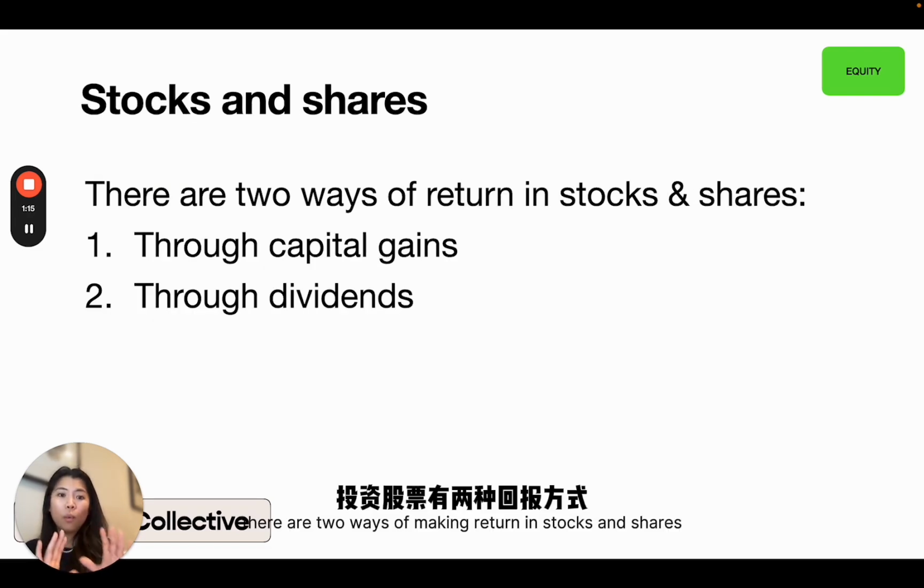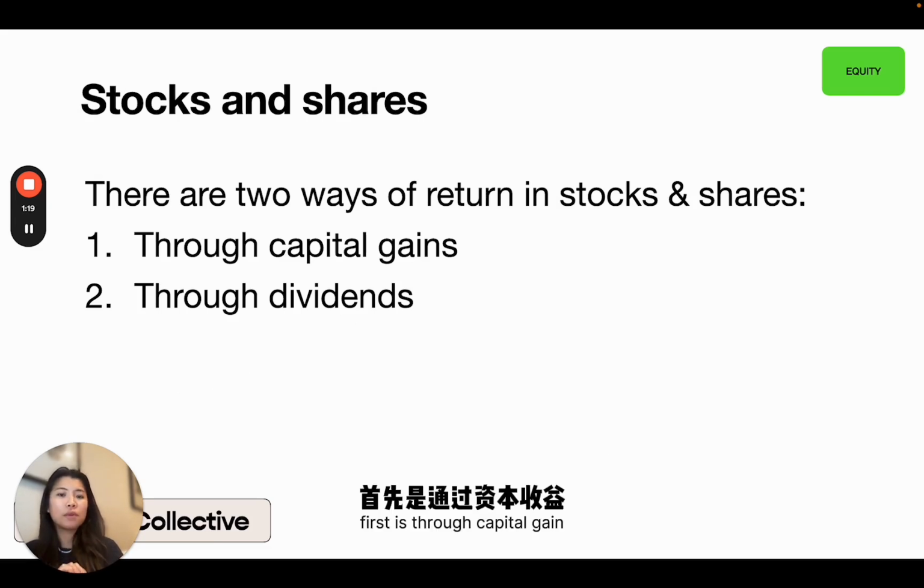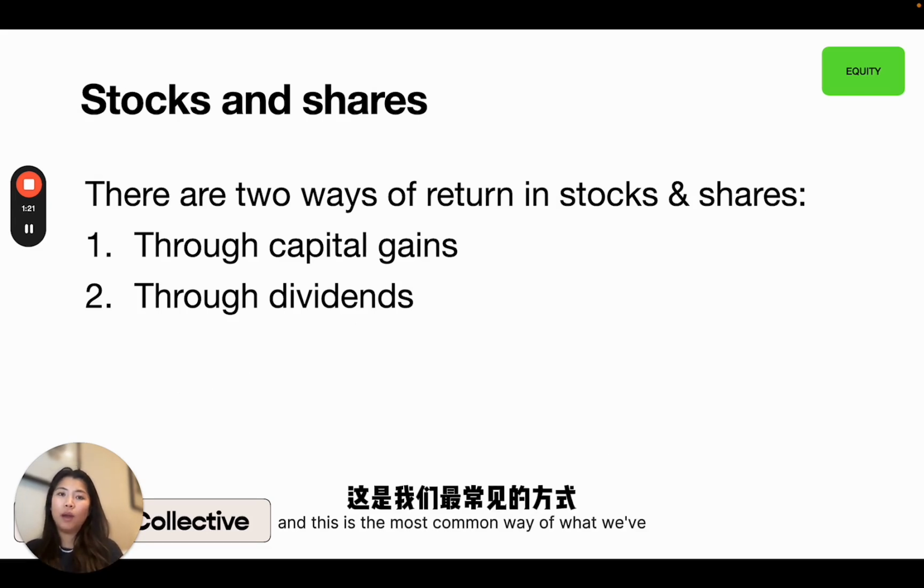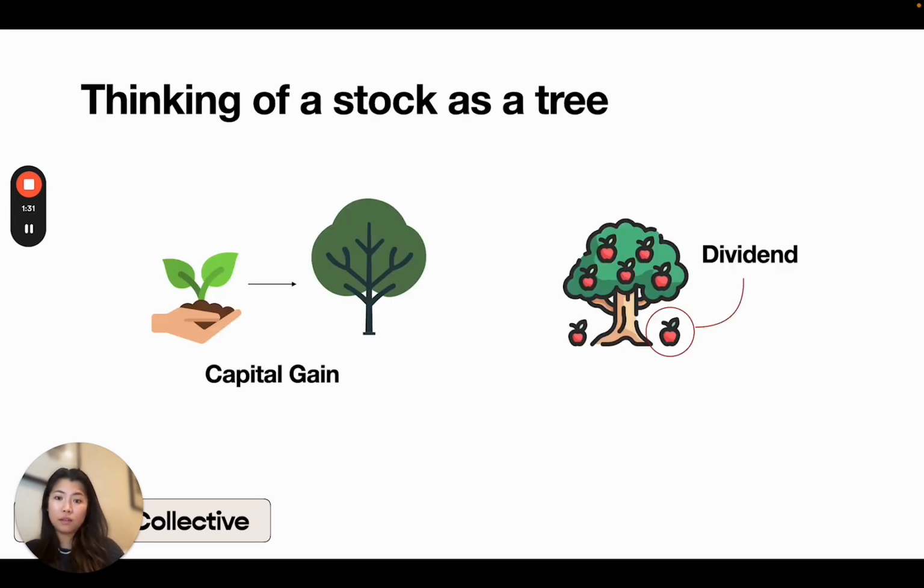There are two ways of making a return in stocks and shares. First is through capital gain. This is the most common way, what we've seen on the news of how people make money. The second one is less talked about, but also very, very attractive for long-term investors: dividends.